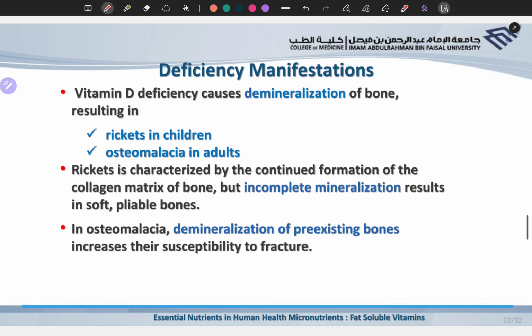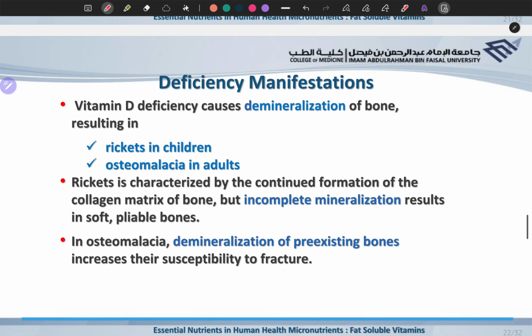Deficiency manifestations. Now, the deficiency manifestation is different in children as compared to adults. In children, it results in a condition known as rickets, whereas in adults, osteomalacia. What happens in children? In children, the ossification centers are affected. Collagen formation is going on normally, but with collagen formation, there is no mineralization of the bone. As a result, the bone becomes soft and pliable. They get deformed. There is bowing of the legs. Google the picture of rickets.